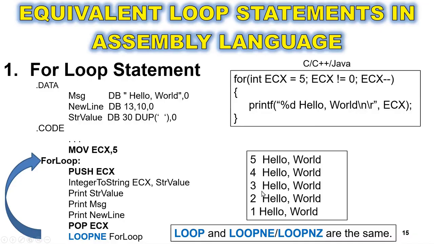the console window. Take note that every time this LOOPNE repeats, it will automatically subtract 1 from the present value of that ECX, and then it will compare if the ECX is not equal to 0. By the time the value of the ECX contains a 0, it will stop repeating.